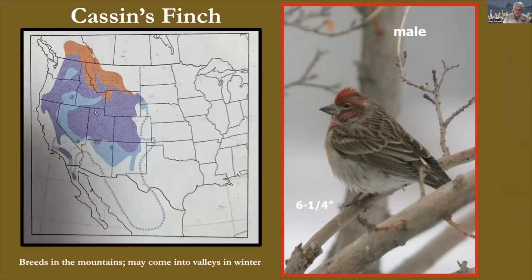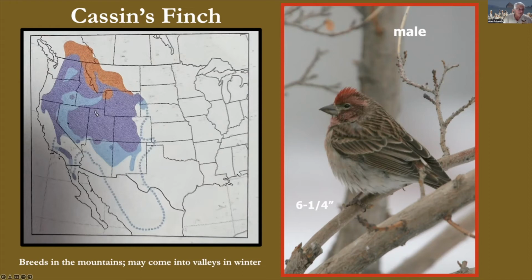All right, Cassin's finch. Well, we said house finch occurs all over North America. Cassin's finch is a western bird. Purple means where they occur permanently all year round. Blue is winter range, and this kind of orangish, brownish orange is where they extend into a breeding range.